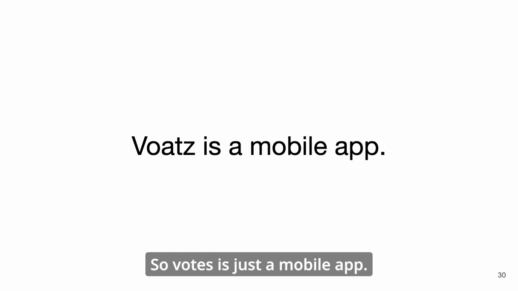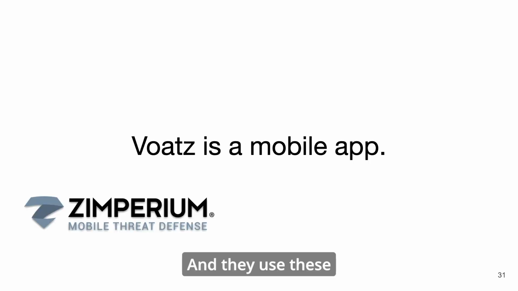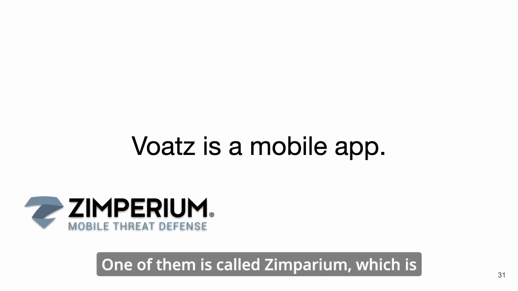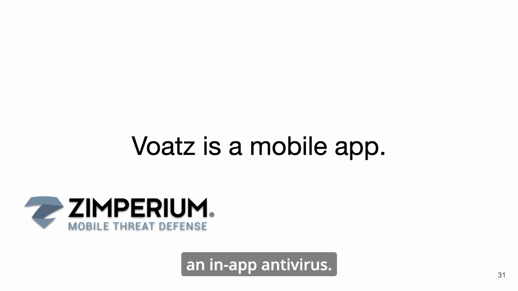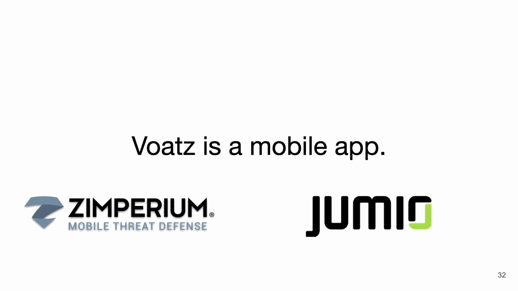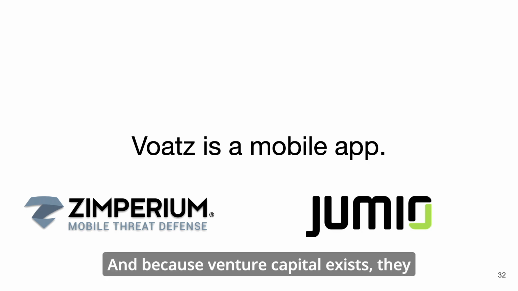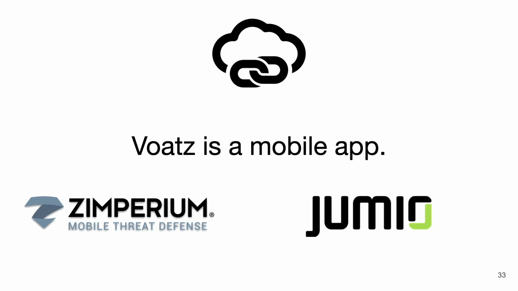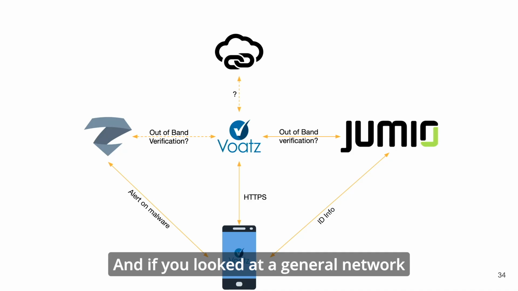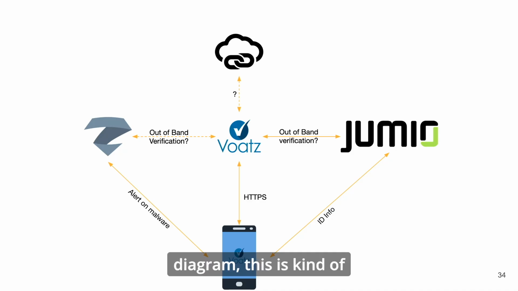So Votes is just a mobile app. Let's start with that. And they use these interesting third parties. One of them is called Zimperium, which is a sort of in-app antivirus. They have an identity provider called Jumio. And because venture capital exists, they also use the blockchain. Okay. And if you looked at a general network diagram, this is kind of what that network looks like.